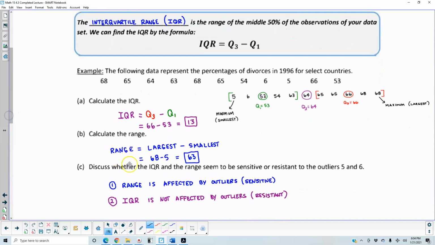Now discuss whether the IQR and the range seem to be sensitive or resistant to the outliers 5 and 6. Well, for one, the range is affected by the outliers, and therefore it is sensitive, because you're using 68 and 5. Whereas the interquartile range is not affected by outliers, it's resistant, because you're dealing with the middle 50% of the data, which goes from quartile 1 to quartile 3.